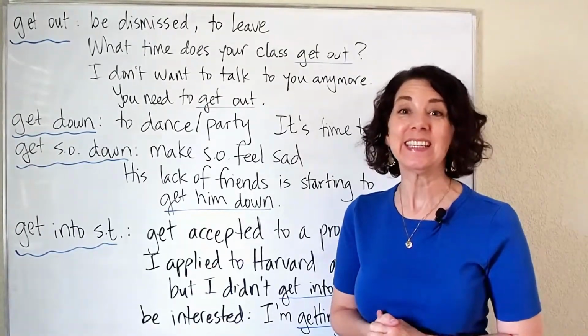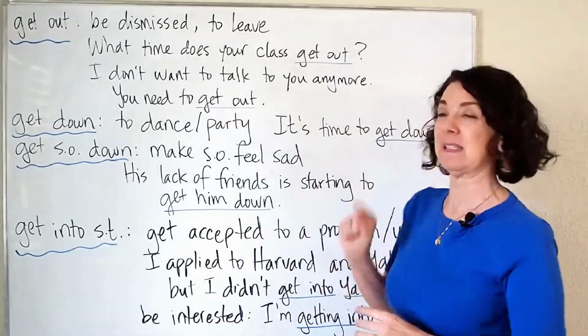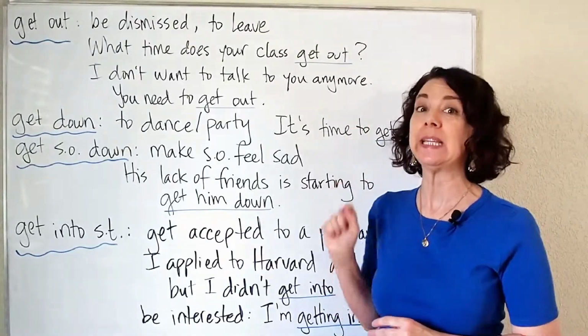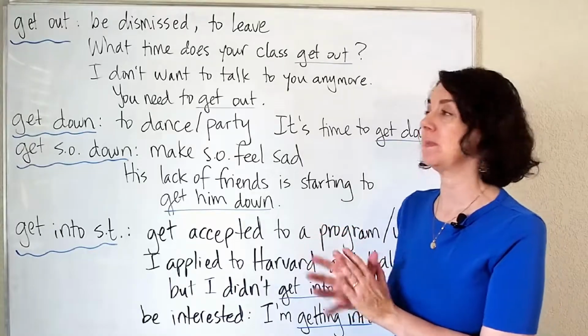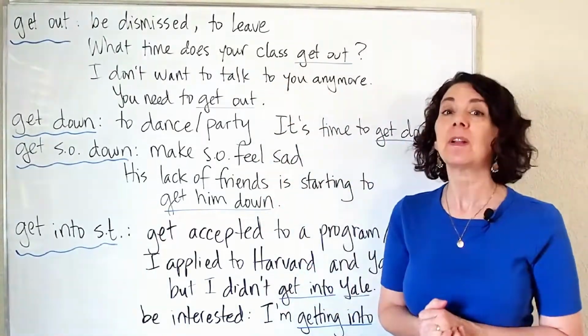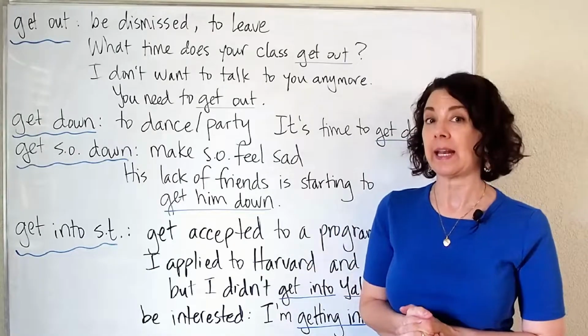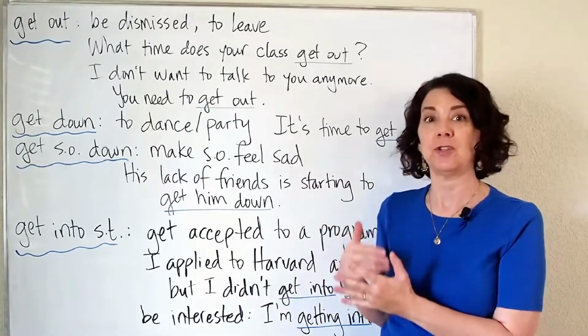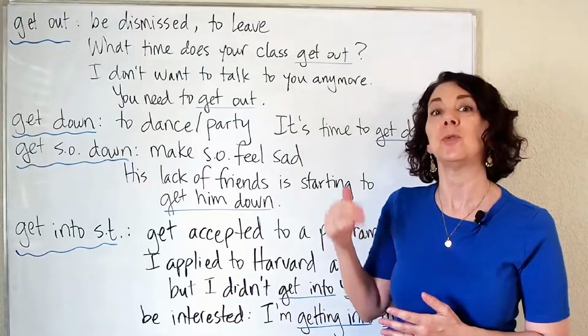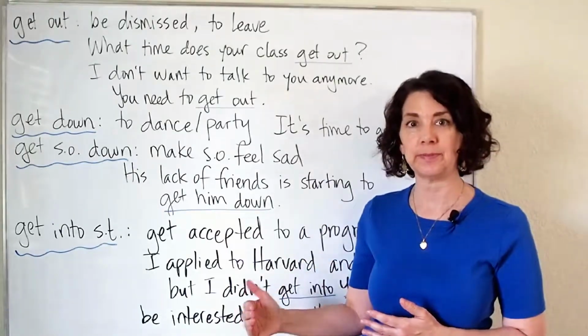Get out. Get out can mean to be dismissed or to leave. So let's look at the first meaning. What time does your class get out? Or what time does school get out? That means what time are you dismissed? What time are you allowed to leave?